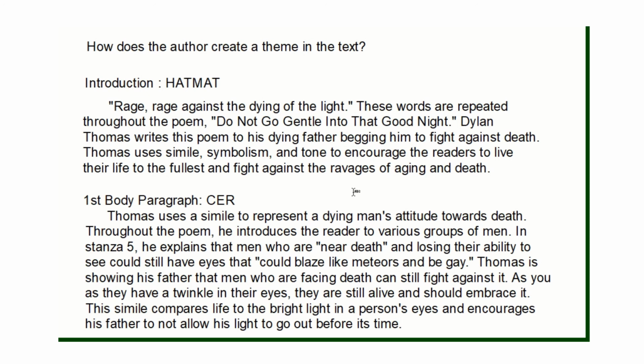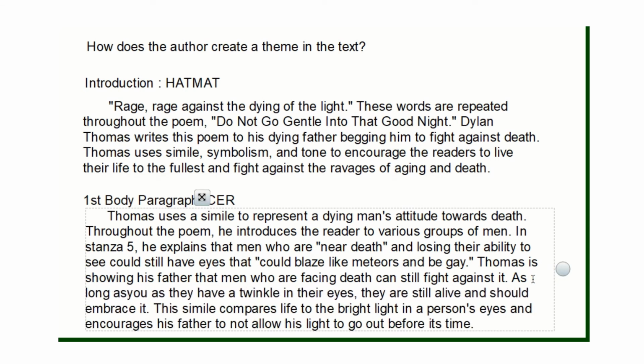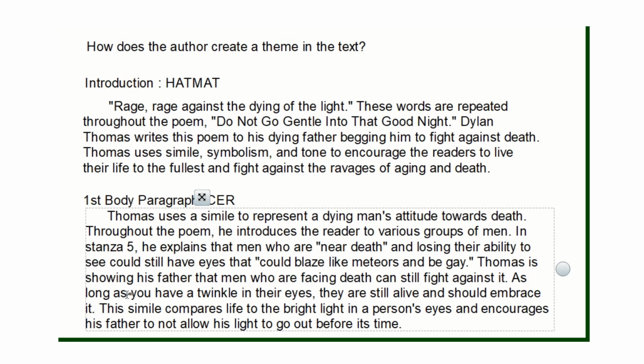As long as you, see, this is why you always read, as long as they have a twinkle in their eyes, they are still alive and should embrace it. This simile compares life to the bright light in a person's eyes and encourages his father to not allow his light to go out before it's time. There you have it. There's our first body paragraph.